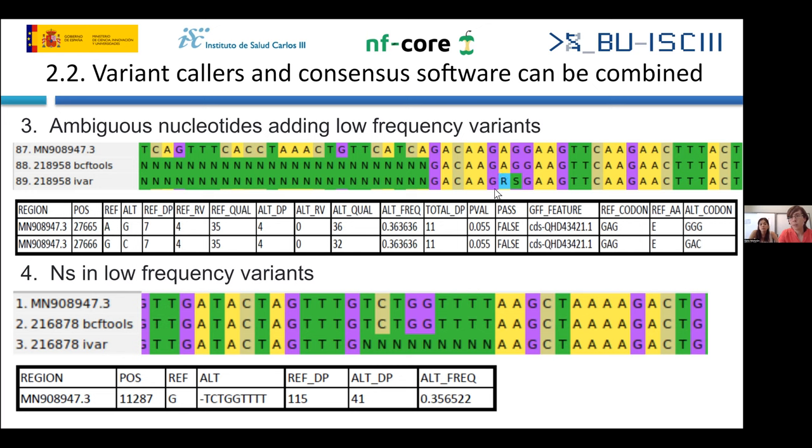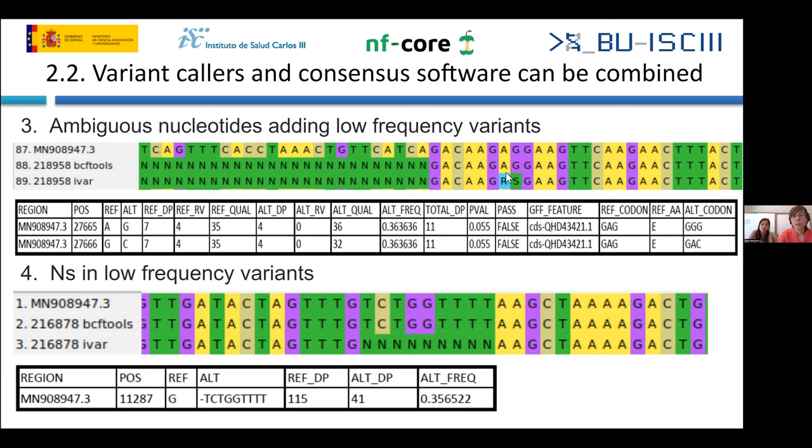regarding intra-host variability in your consensus, for example, in this case we have two positions here where IVAR includes ambiguous nucleotides. This is because, in order to meet the criteria of 0.75, IVAR needs to add two nucleotides in this position. That's why we add the ambiguous nucleotide. If we only want to add the majority or most representative nucleotide, in this case A or G, these are the only two nucleotides that meet the criteria of more than 0.75.